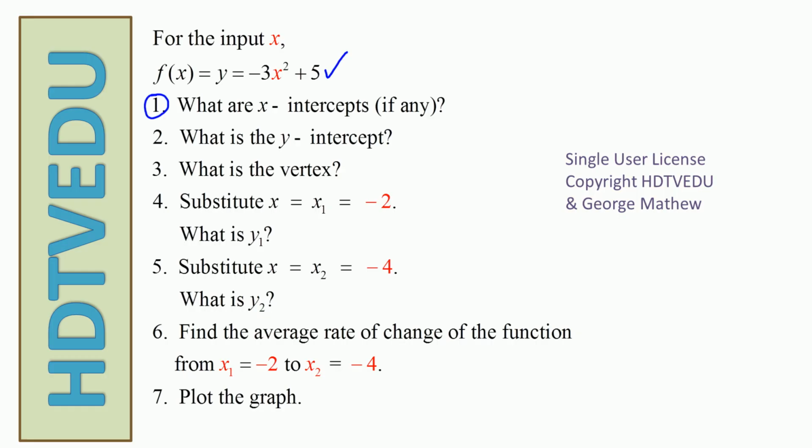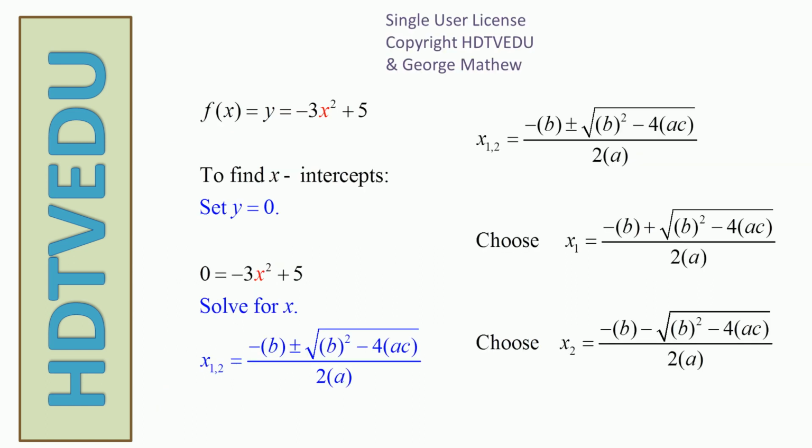Question number 1, what are the x-intercepts, if any? To find x-intercepts, you set y equal to 0 and solve for x. So set y equal to 0, and solve for x. When you put y equal to 0, you get 0 equals negative 3x squared plus 5. Can you compare this with ax squared plus bx plus c equals 0?